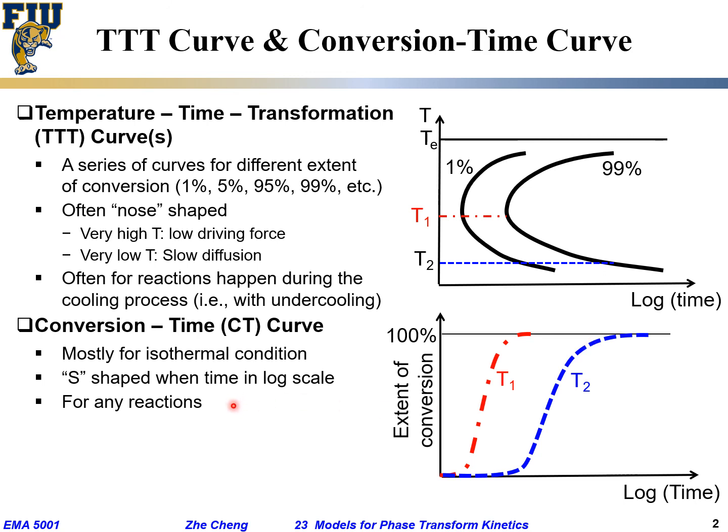The CT curve can be for many different reactions. For example, they can be those that occur with undercooling, such as precipitation, but they may also occur for phase transformation reactions with so-called superheating, and we can talk about those later. On the other hand, the TTT curve, people primarily use for precipitation types of experiments happening with undercooling.